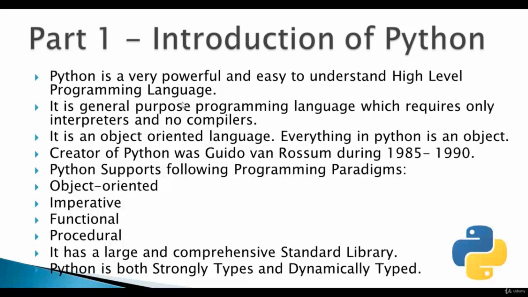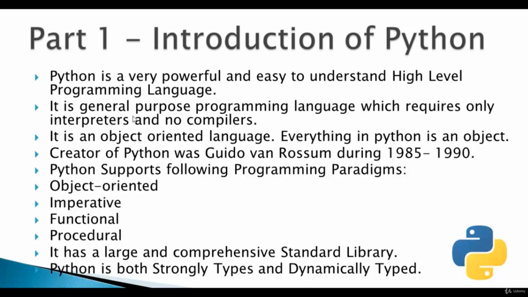So first thing is Python is a very powerful and easy to understand high level programming language. So one keyword is high level programming language, and it is very easy to understand. If you compare it to something like Java, Java is not that easy to understand. Java is also a very powerful language, but if you compare Java or C# to Python, then the syntax of Python is really easy to understand, and that's why most of the people who are from non-technical backgrounds have preferred Python. It is a general purpose programming language, and it requires only interpreters, and it does not require compilers.